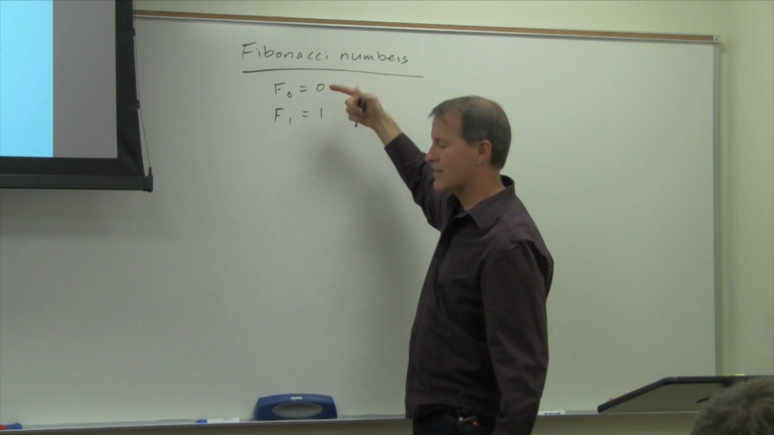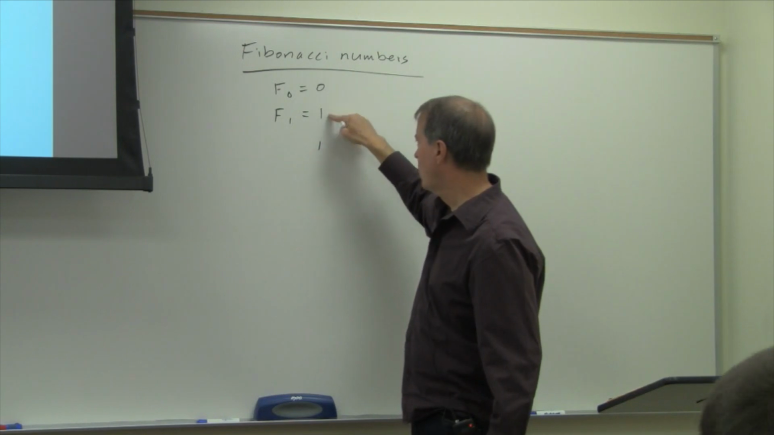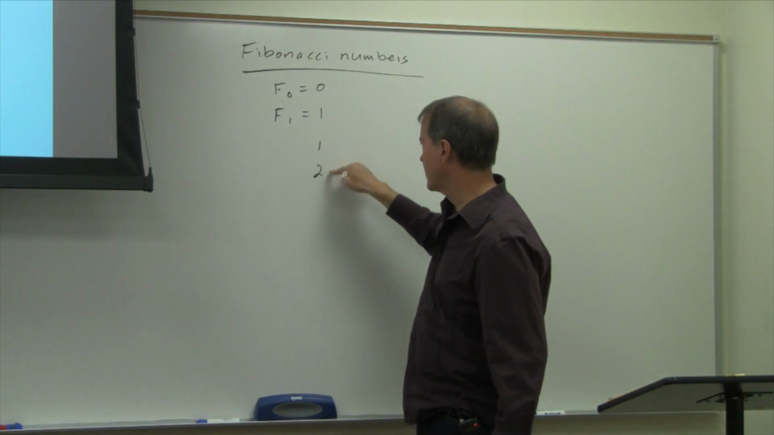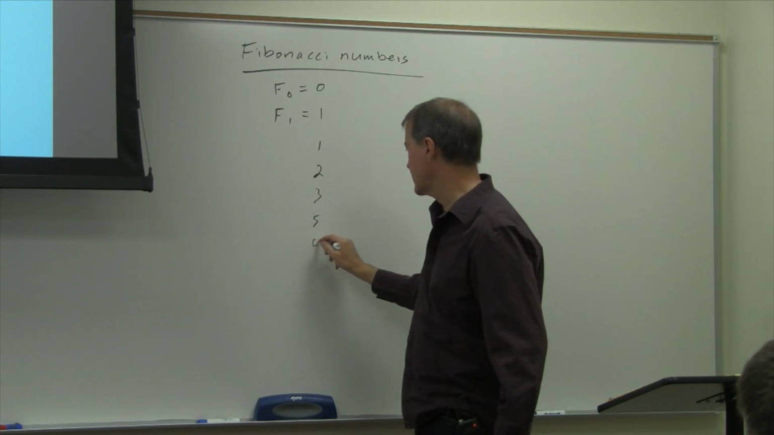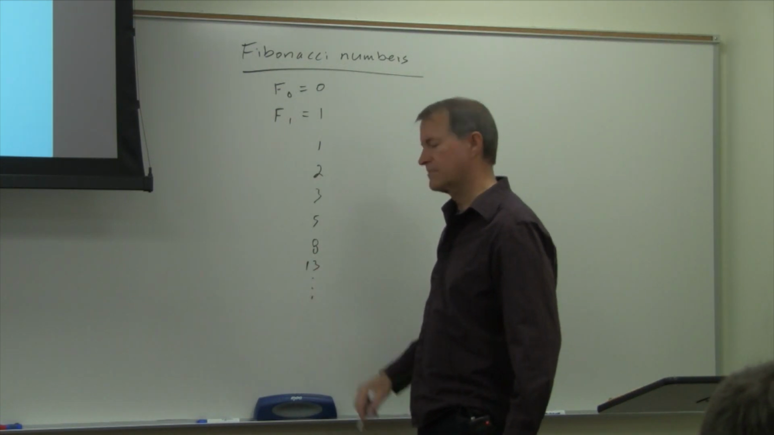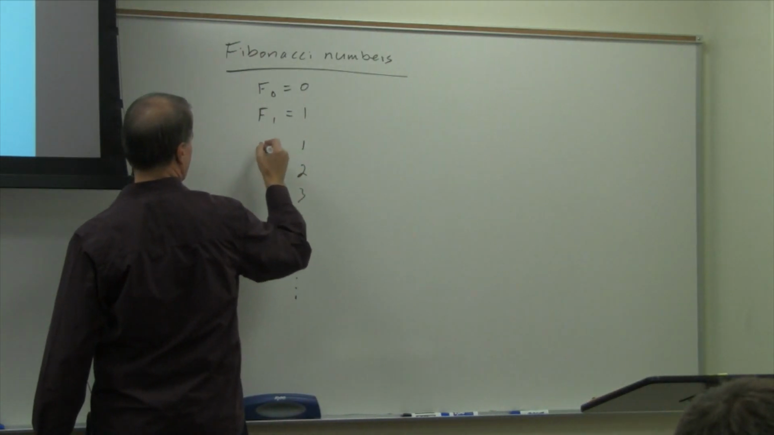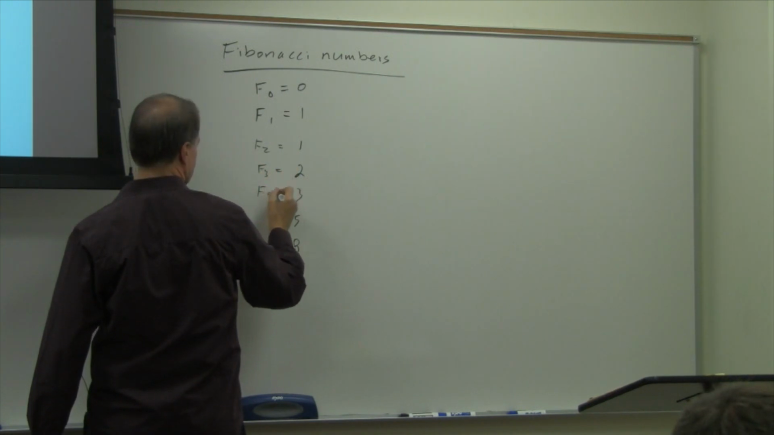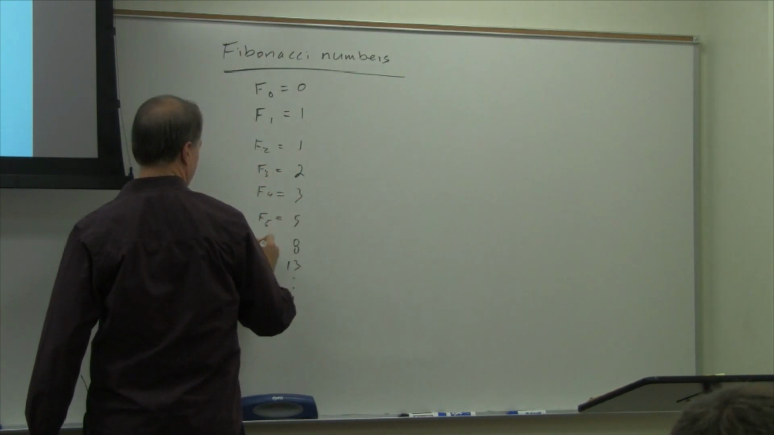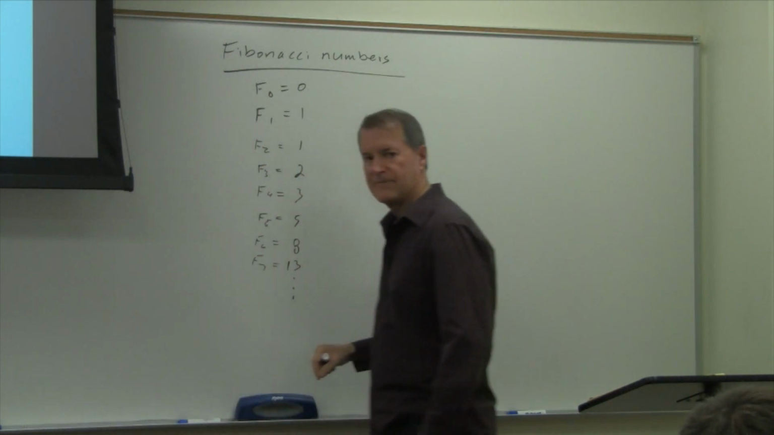Now, it sounds like you've heard this before. 0 plus 1 is what? 1. 1 plus 1 is what? 2. 1 plus 2 is what? 3. 2 plus 3 is 5. 3 plus 5 is 8. And 5 plus 8 is 13, right? And then etc. So these numbers are denoted F sub 1, F sub 2, F sub 3, F sub 4, F sub 5, F sub 6, F sub 7, etc.